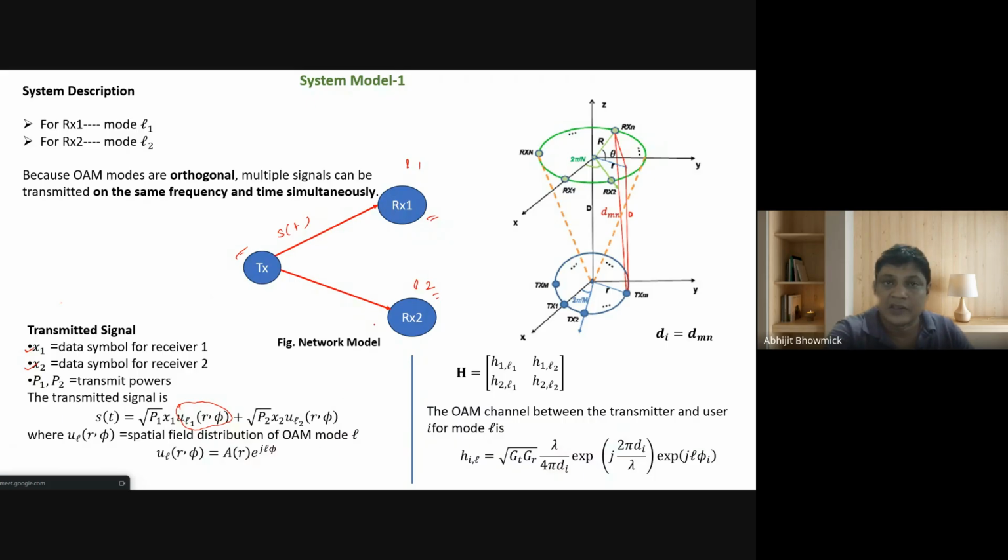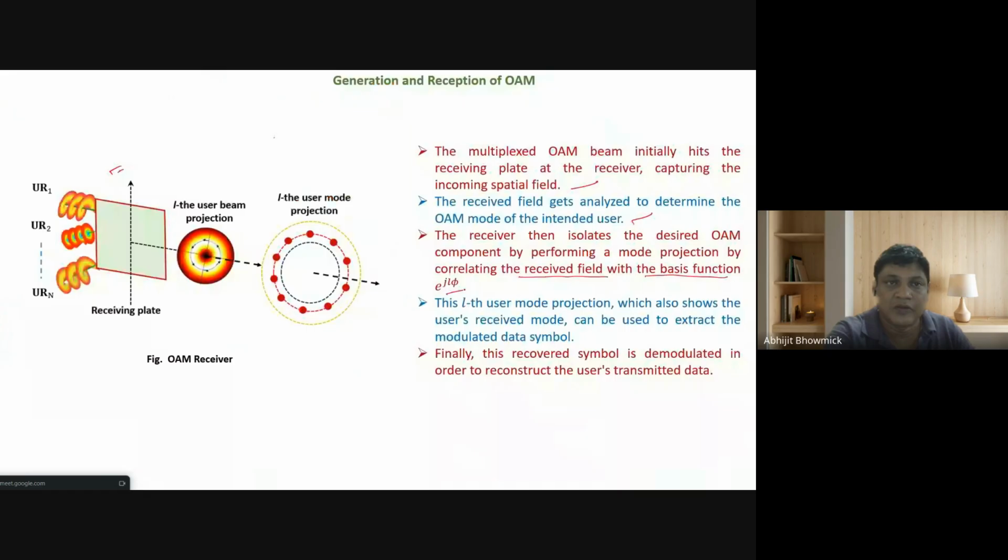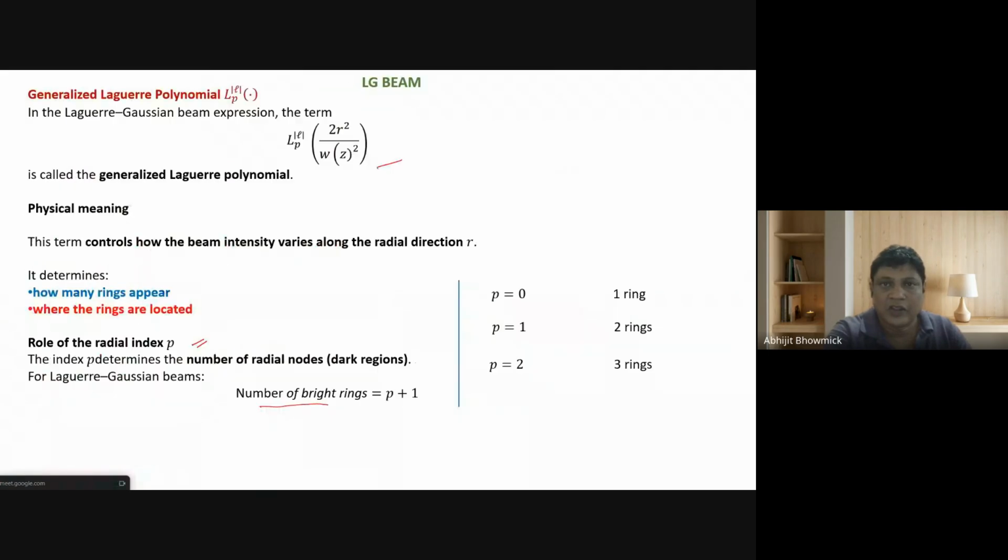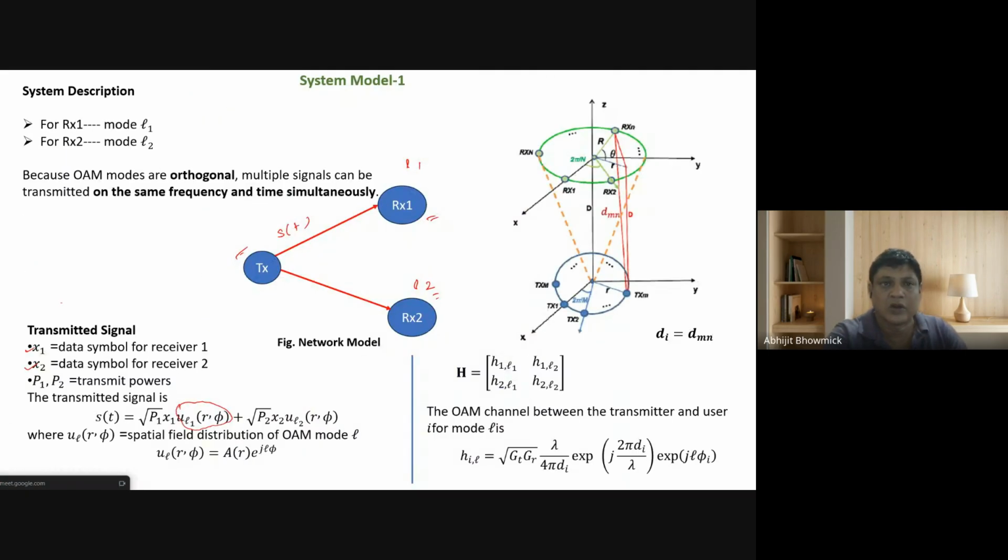I already mentioned in the previous slide that each receiver has an OAM receiver, and the receiving plate is designed in such a way that each receiver can receive a particular mode. So obviously, user one will allow only the L1 mode, and user two will allow only the L2 mode. Anyway, the transmitted composite signal ST can be described by this equation.